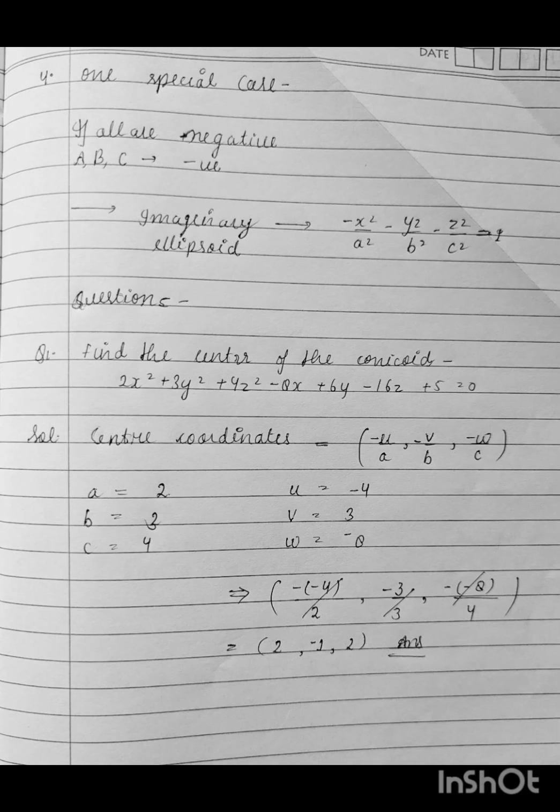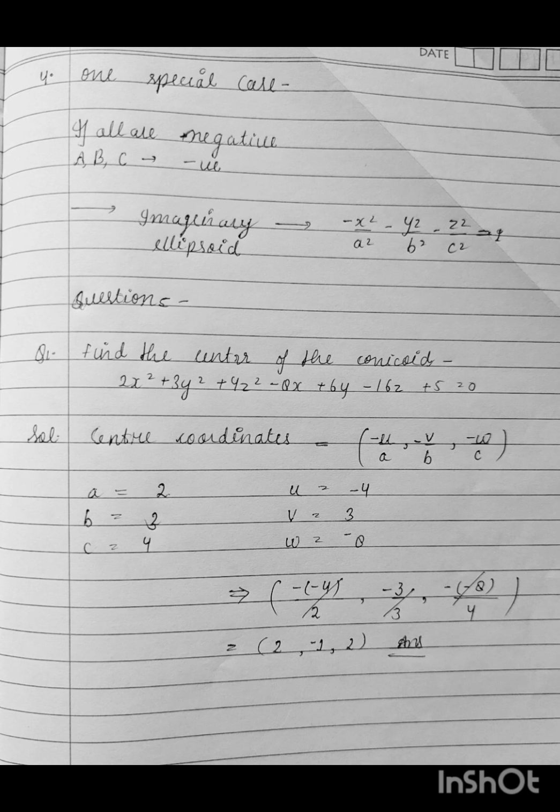Now let us work out one question related to central conicoids: find the center of the conicoid having the equation 2x square plus 3y square plus 4z square minus 8x plus 6y minus 16z plus 5 is equal to 0. Before doing this question, we see the formula of the central coordinates, that is minus u upon a, minus v upon b, minus w upon c.